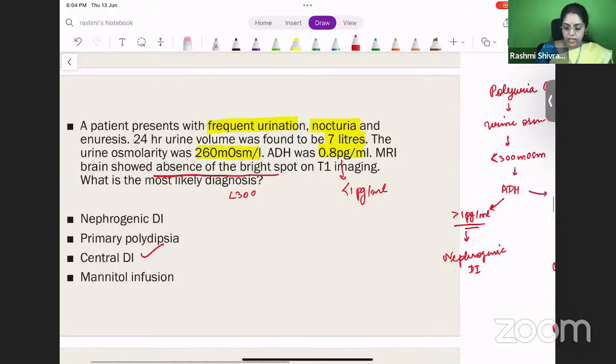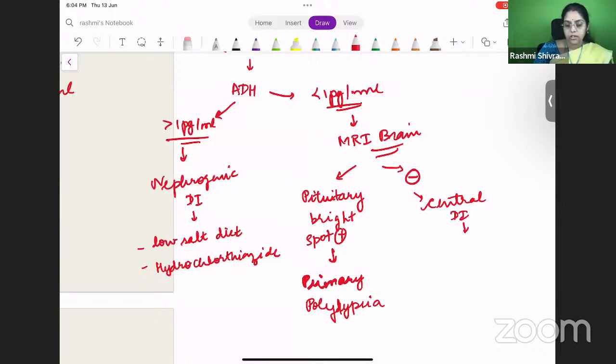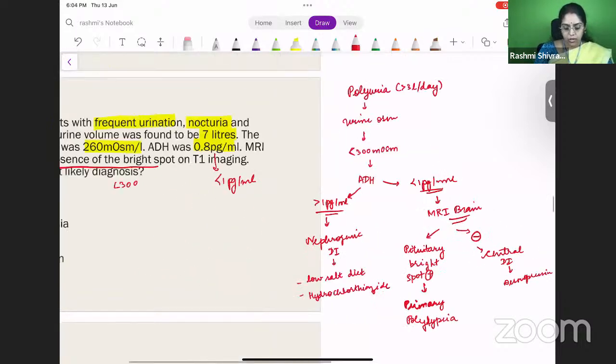So how do you treat patients with nephrogenic diabetes insipidus? You essentially say that the patient should have a low salt diet, and you can give thiazides, especially hydrochlorothiazide. And for patients with central DI, what is the treatment? It is desmopressin, as a nasal spray. So this is how we have concentrated on the treatment in this question as well.